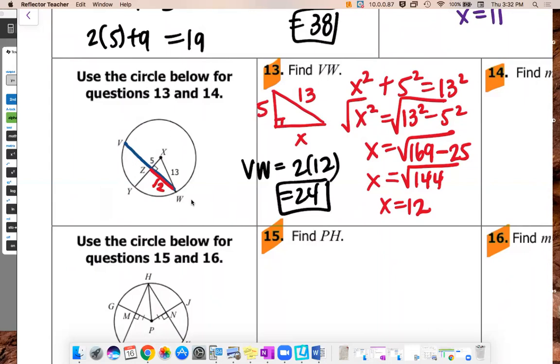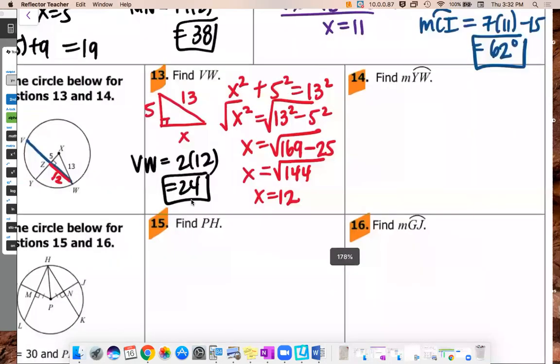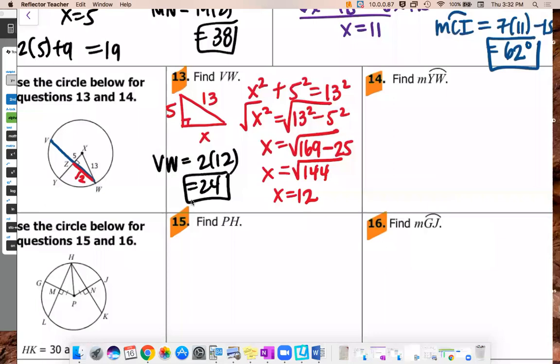So now we're using right triangle stuff and hopefully bringing back a little bit of your trig stuff that you remember. Okay, so let's see. Now we need the measure of arc YW. So this is a central angle. So I know if I can find this inside angle right here, this arc is going to have the same measure of it because it's a central angle.